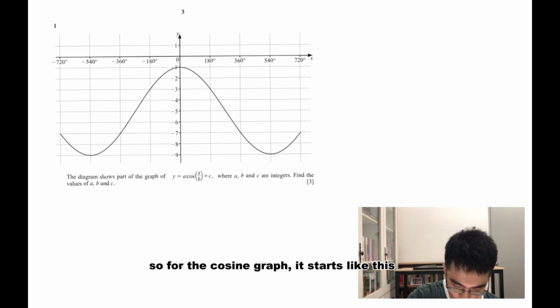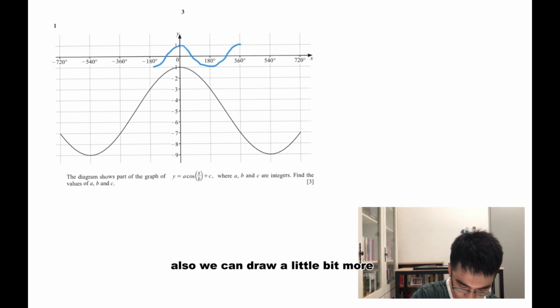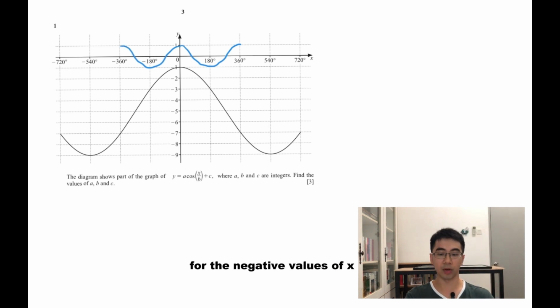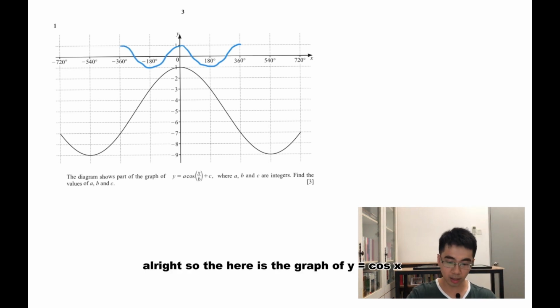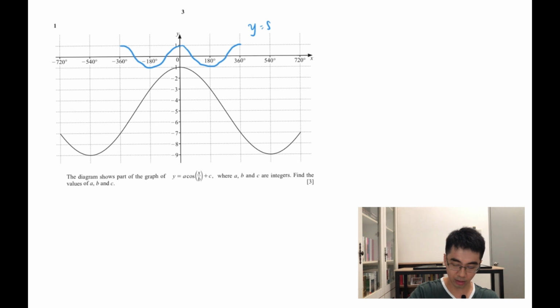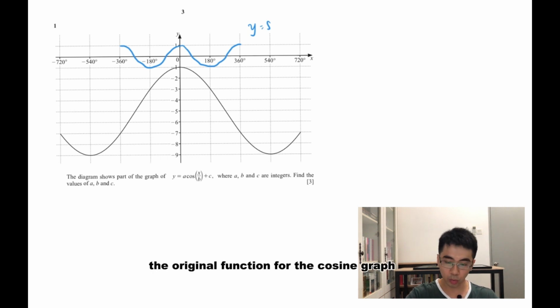So for the cosine graph, it starts at 0 degrees and ends at 360 degrees, and we can also draw a little bit more for the negative values of x. All right, so here is y equals cosine x. This is the original function for the cosine graph.